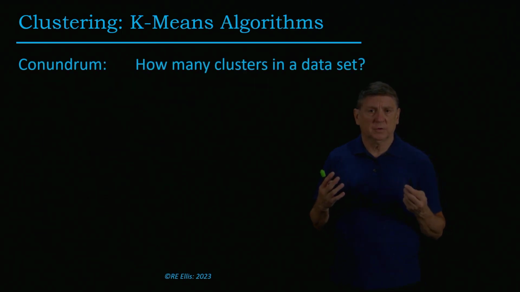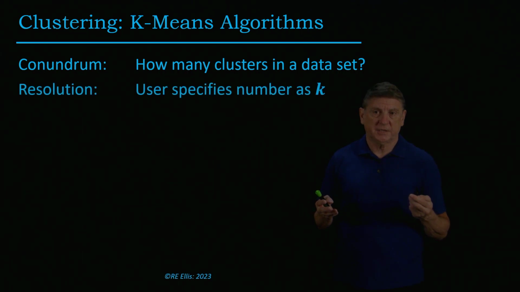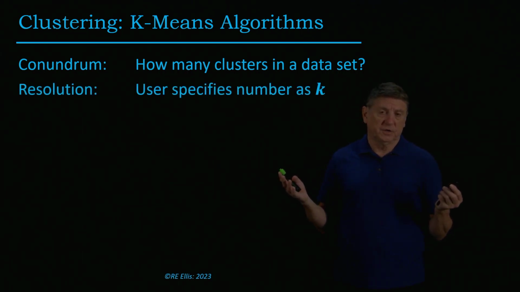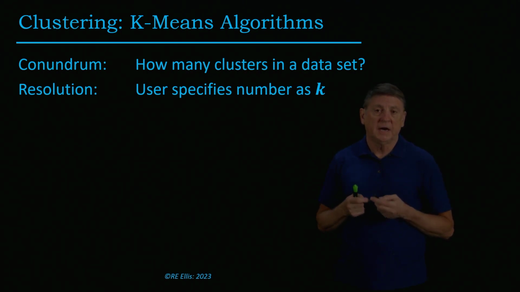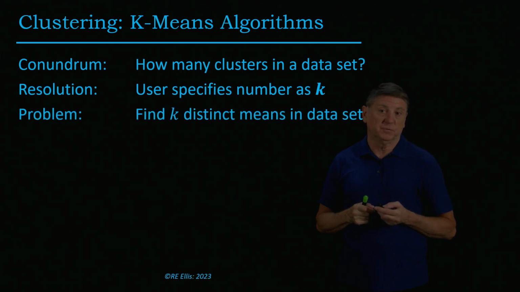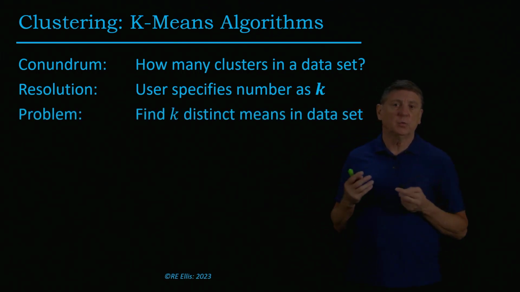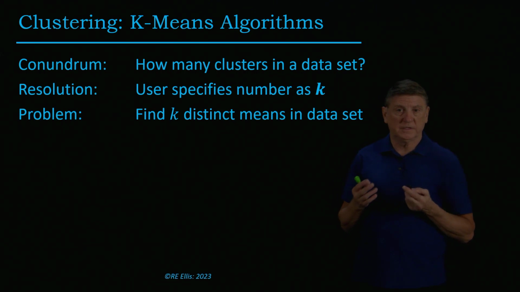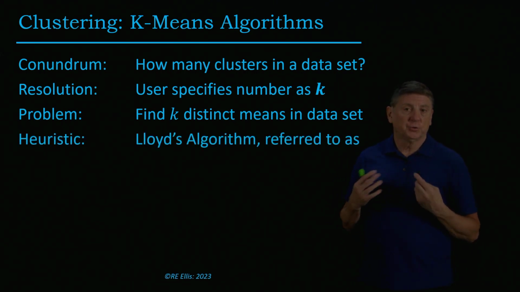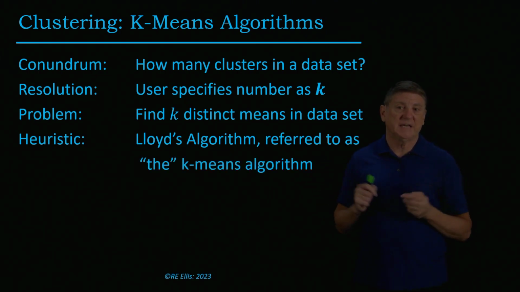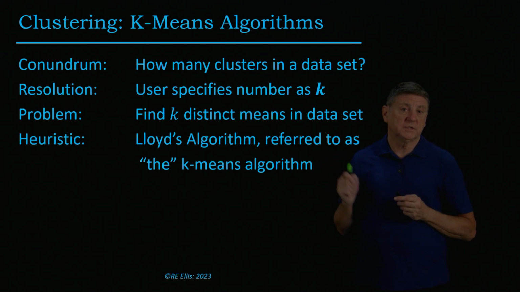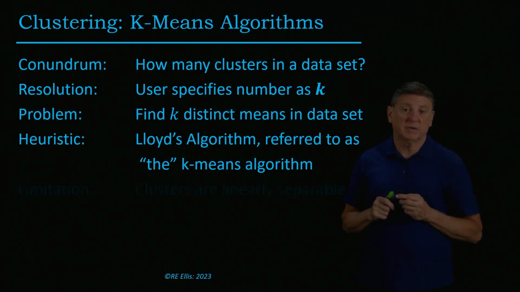So the k-means algorithm is a way of doing this computation. So how many clusters are in a data set? Well, we don't know any automatic guaranteed way to find that. So what we ask is the user specifies the number, and we'll use the symbol k, which is the more or less universally agreed symbol for this. And the problem now is, how do we find k distinct means or centroids in a data set? And there's a heuristic. It's called Lloyd's algorithm, and usually it's referred to as the k-means algorithm. It was one of the earliest ones, and it's a commonly used, very robust algorithm.